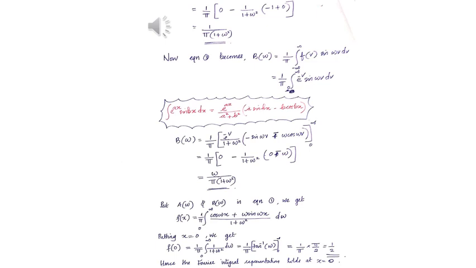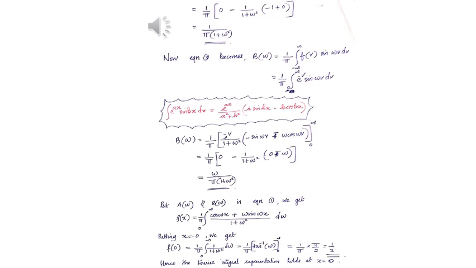Now let us see b of omega. b of omega is equal to, write the formula, 1 by pi integral from minus infinity to infinity f of v sine omega v dv. That is equal to 1 by pi, our limit is from 0 to infinity, so f of v is e raised to minus v, sine omega v dv. Now we have the integral e raised to ax sine bx dx is equal to e raised to ax by a square plus b square, the whole into a sine bx minus b cos bx. So please learn all these formulas by heart.